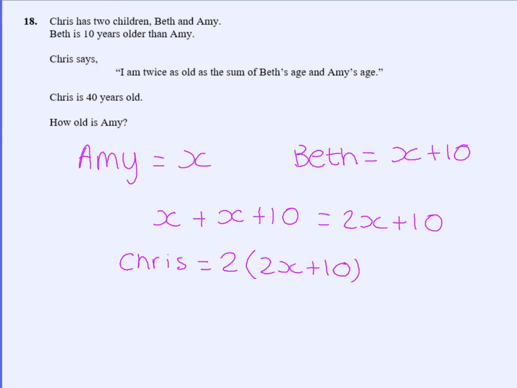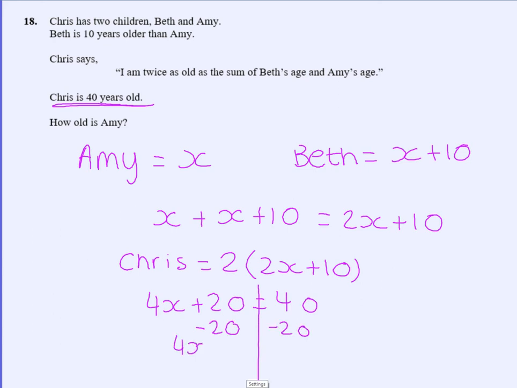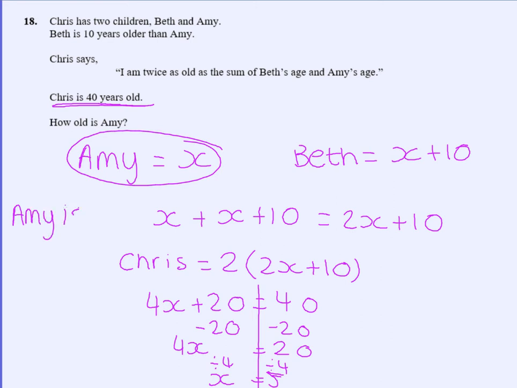Expand your bracket and make that equal to 40, as that is the age of Chris. And then solve for x. So x is equal to 5, and that is the age of Amy, so Amy is 5.